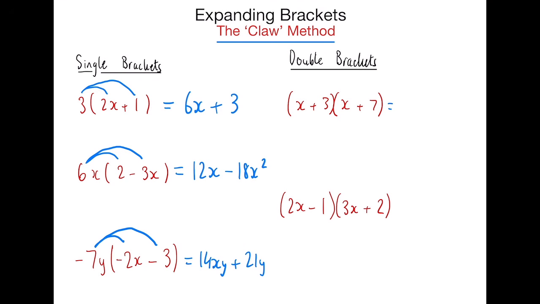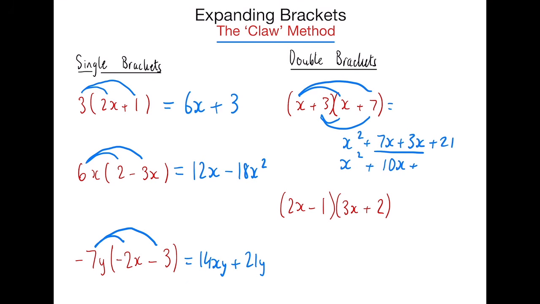Expanding double brackets is slightly different. We use a double claw method here. So we do a claw on the top, x to x, x to 7, then 3 to x and 3 to 7. That one leaves us with x squared, add 7x, add 3x, add 21. Combining those two middle terms, we're left with x squared plus 10x plus 21.